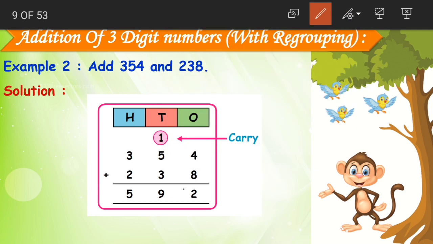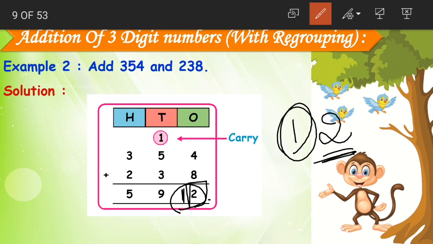Now what did we get? Yes, we got 12, right? But we should not write 12 here. We should write only 2. We should write the digit in the ones place only. The digit in the tens place gets carried to the next digits.